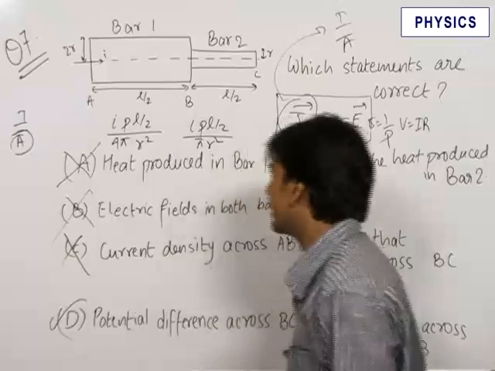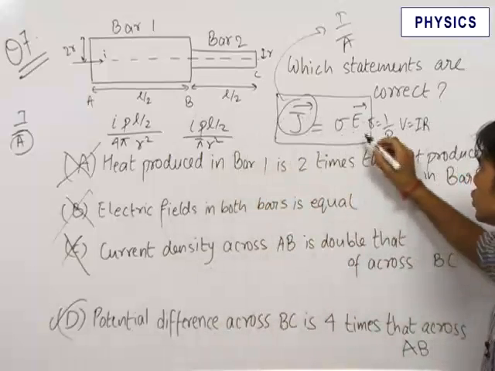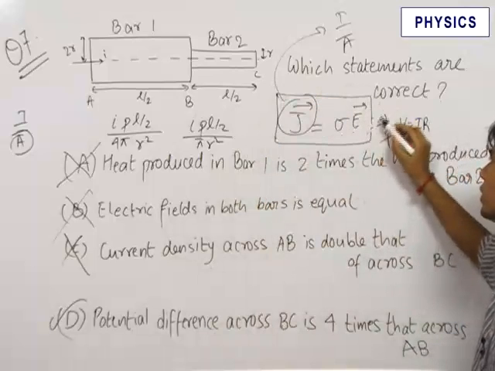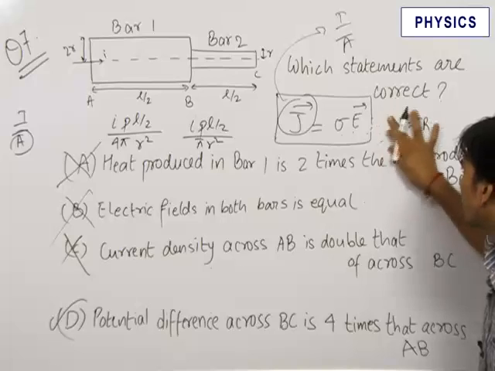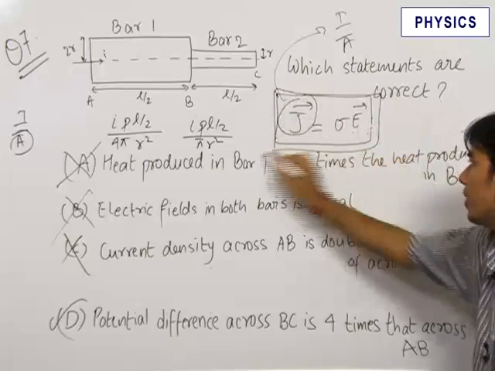So our option D is correct and thus we get the final answer. What we learned from this question was that you should remember the formula J vector is equal to sigma into E vector, and this formula can be applied in many places to solve many other questions also. So this is an important formula that we learnt.